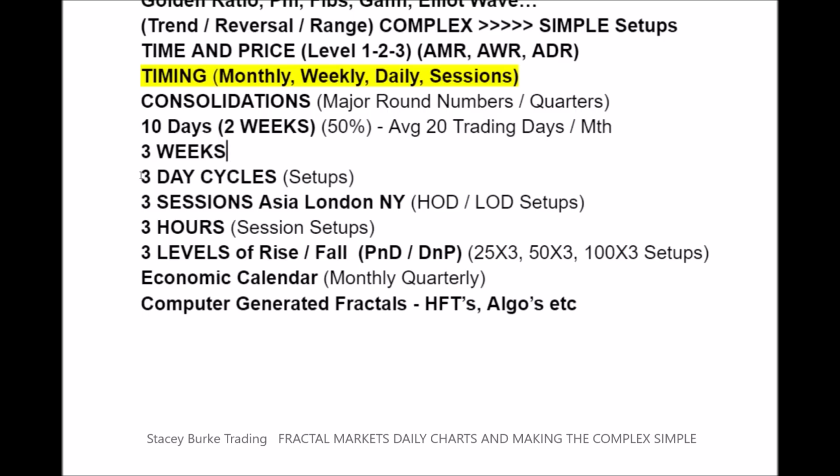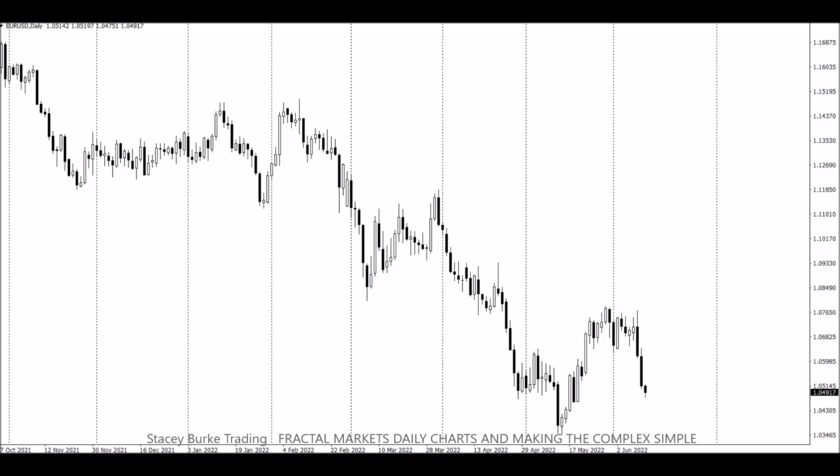There are 3-day cycles within these setups. I've talked about this on the major pairs. So we can count 3 days. Again, we'll just stick with the euro. When does the count begin? For me, it begins on the 1st day of the month.